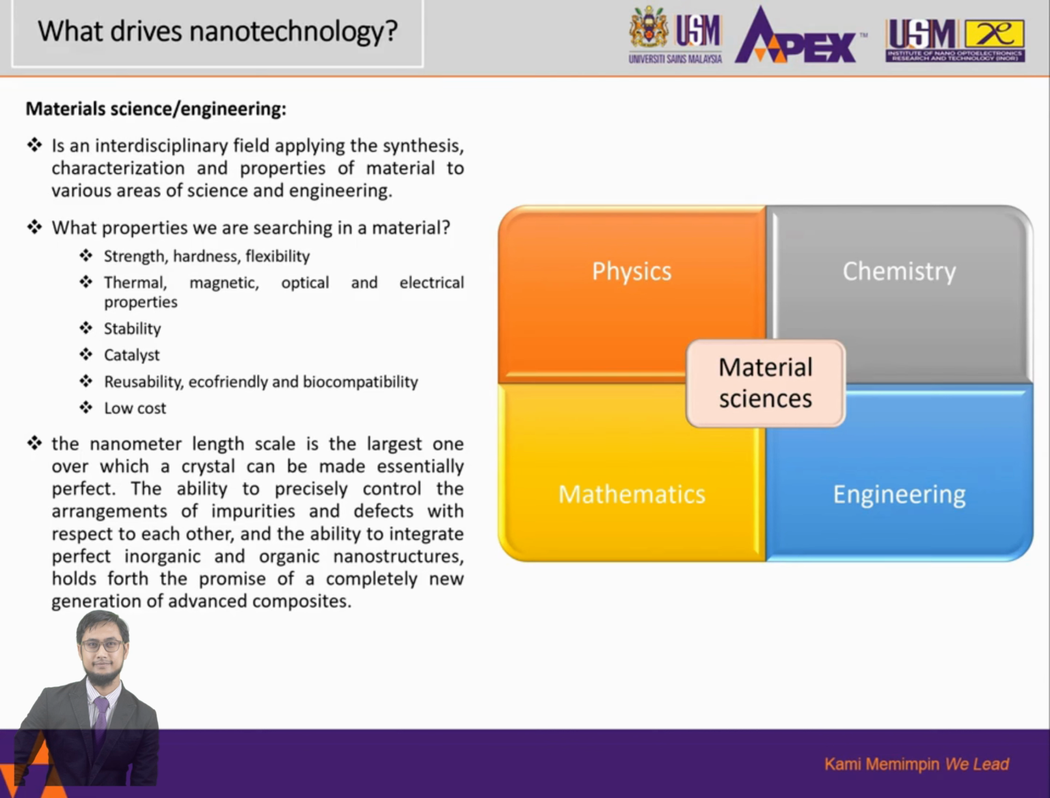low cost. To be able to find a material that suits our needs, we need to get into nanomaterials, since nanomaterials will provide a lot more room for tunability. The nanometer length scale is the largest one over which a crystal can be made essentially perfect. The ability to precisely control the arrangement of impurities and defects with respect to each other, and the ability to integrate perfect inorganic and organic nanostructures, holds forth the promise of a completely new generation of advanced composites.